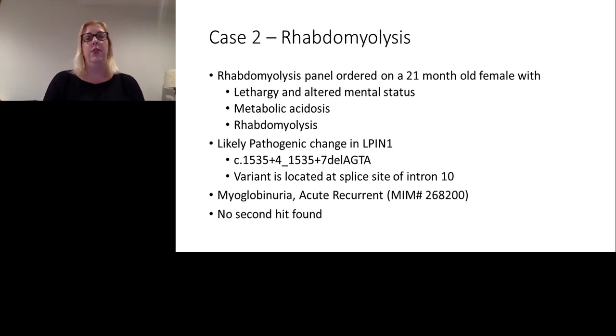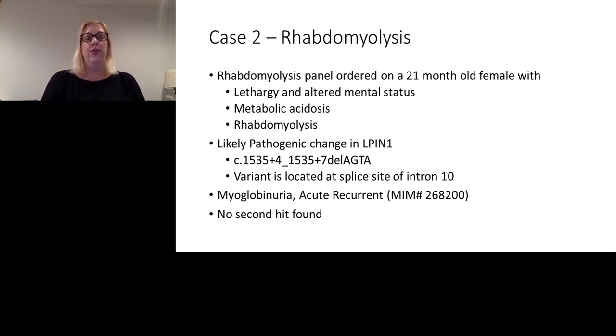The second case I'd like to share with you is a 21-month-old female who presented to the hospital with lethargy, altered mental status, metabolic acidosis, and rhabdomyolysis. Additional studies to evaluate a fatty acid oxidation defect were negative, and the next step was to proceed with a small next-gen panel of genes associated with rhabdomyolysis. During that evaluation, a likely pathogenic change in lipin-1 was identified. This variant is located at the splice site of intron 10.